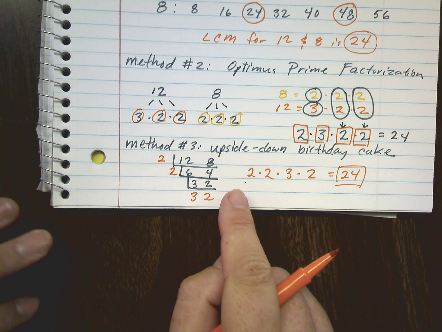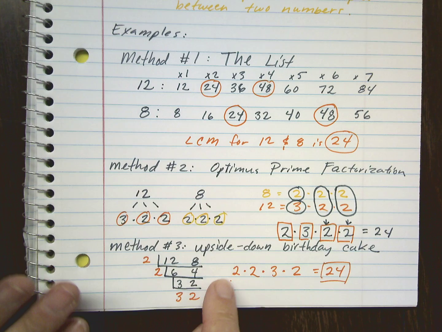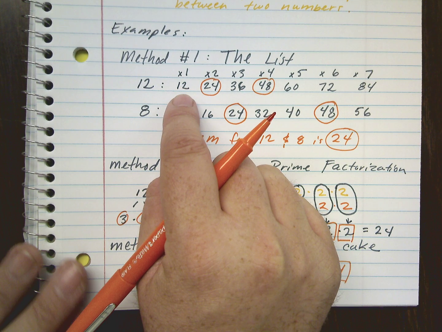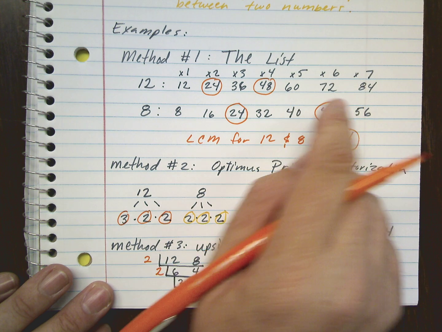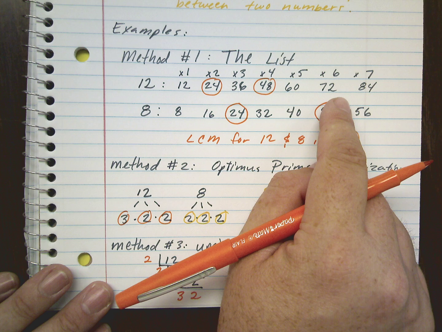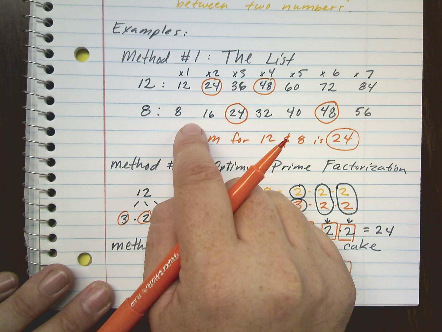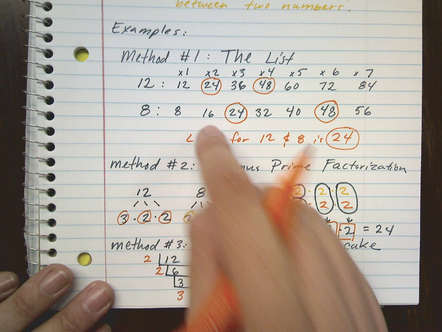So these are the three methods that you can use. You can use the list method. If you know all of the multiples, if you know your multiplication tables pretty well, you can use the list method and find the smallest one that they have in common.